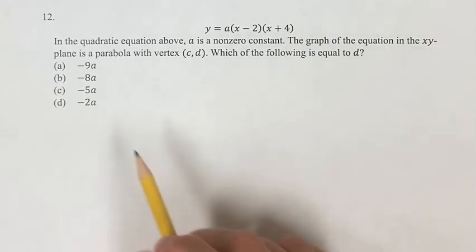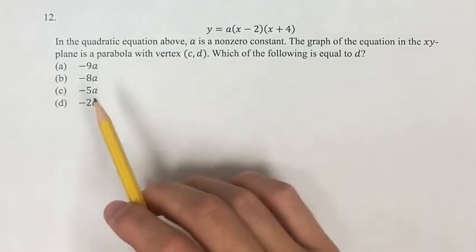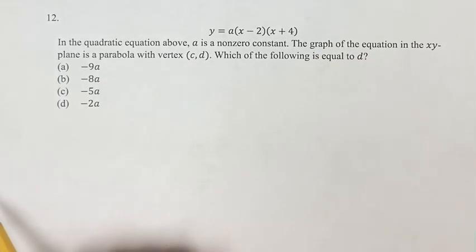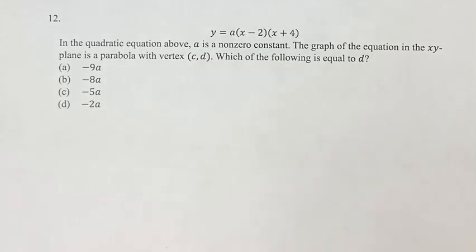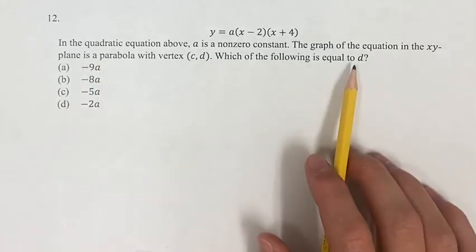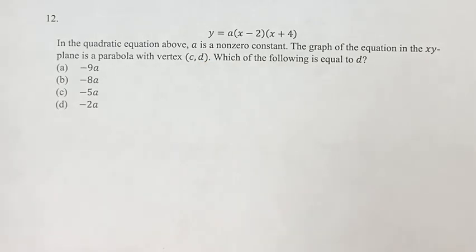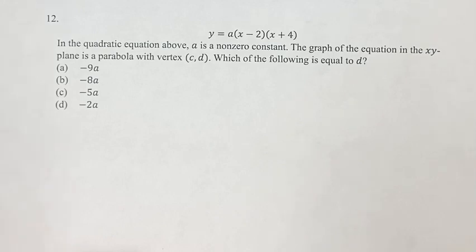In this problem, we're given a quadratic equation, and we're told that in the graph of this equation, the vertex of the parabola is the point (C, D). We're asked which of the following is equal to D, where D is the y value of the vertex. So the first thing we can do is find the x value.